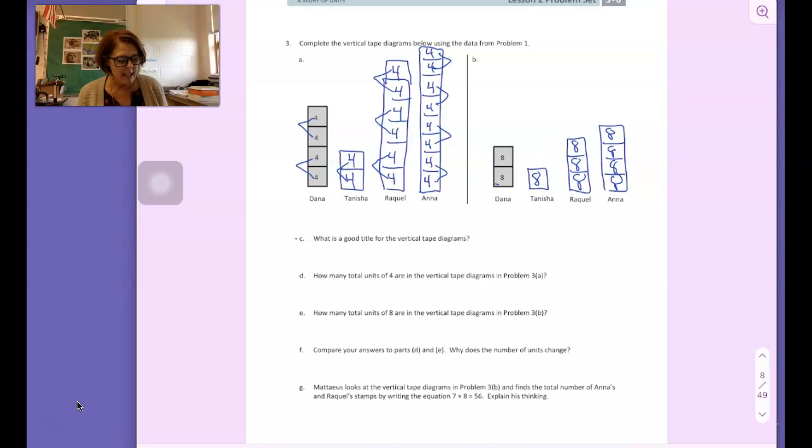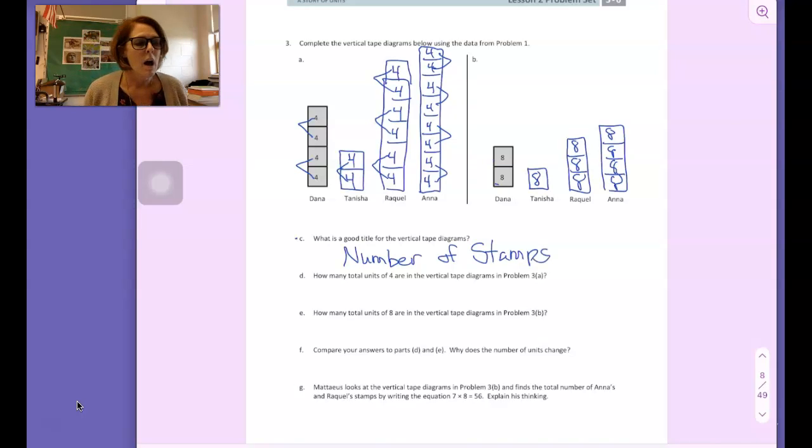Let's take a look at letter C. Letter C says, what is a good title for the vertical tape diagram? Well, this would be the same title we would use for a horizontal tape diagram. We're still looking at the same thing. We could just do number of stamps. So anything with stamps in the title would probably work. I just kept it simple, number of stamps, because that's what we're showing.